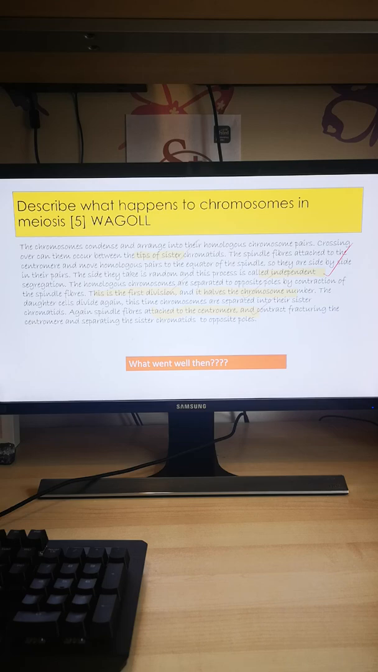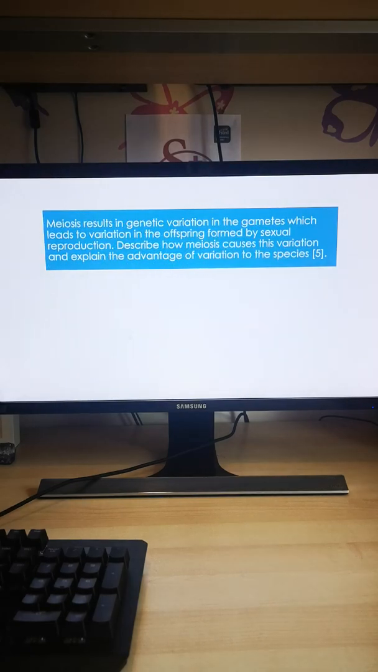Okay, so have a go at this question. Meiosis results in genetic variation in the gametes, which leads to variation in offspring formed by sexual reproduction. Describe how meiosis causes this variation and explain the advantage of the variation to species.